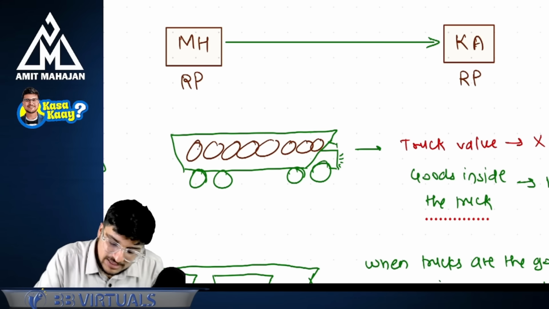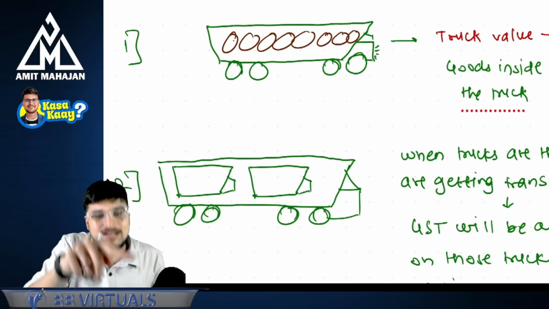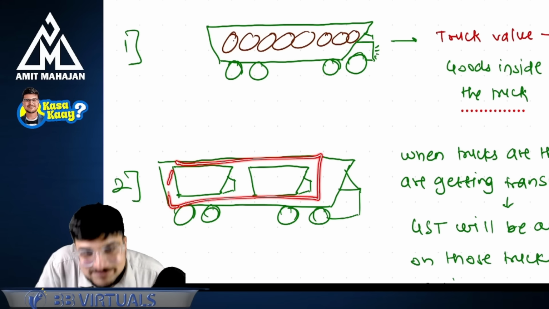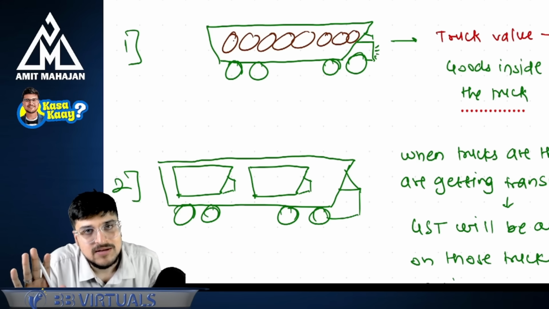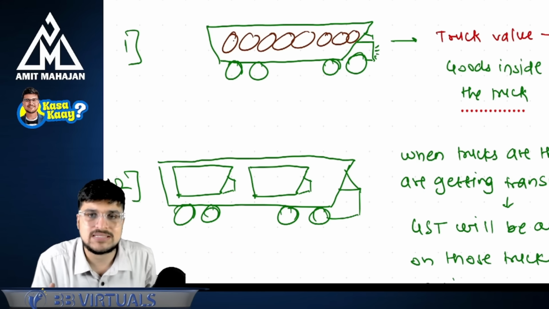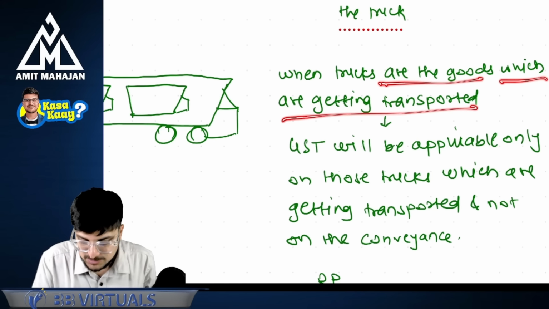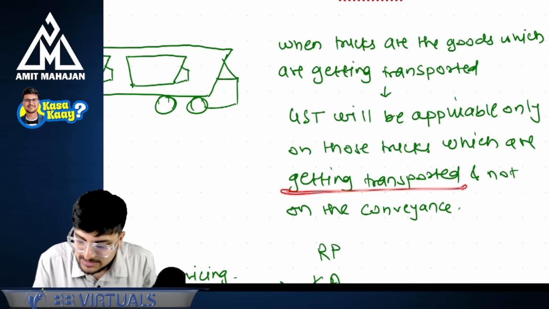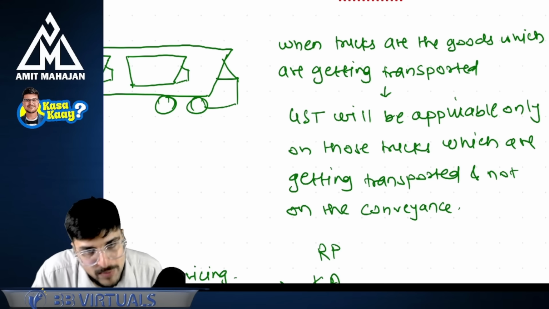But there will be some cases where there is a big truck, and in that big truck there are small trucks which are loaded. Now, can I say these loaded trucks are the goods, and the outer truck, which is a big truck, is not considered as goods? On the loaded trucks there will be some GST. So when the trucks are the goods which are getting transported, GST will be applicable only on those trucks which are getting transported, and not on the conveyance. On the conveyance, there will not be any GST.